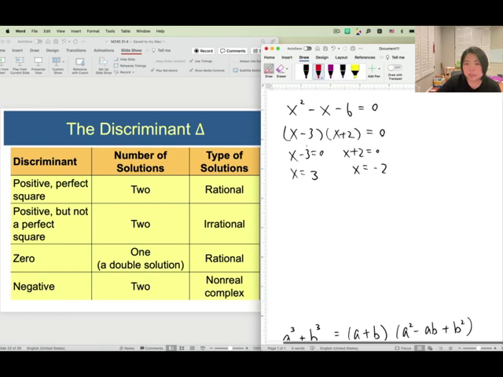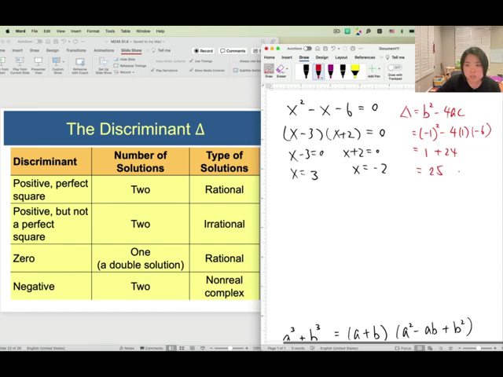Without calculating to find x here, I could use the discriminant, b squared minus 4ac. So my b squared would be negative 1 squared, minus 4 times 1 times negative 6. Okay, a is 1, b is negative 1, c is negative 6. Now I'm going to calculate. That will be 25. So my discriminant is equal to 25.